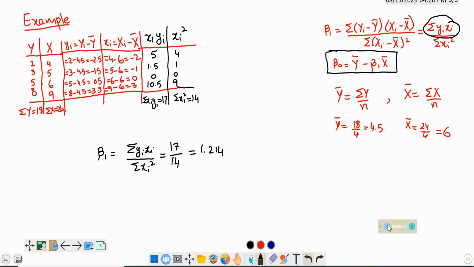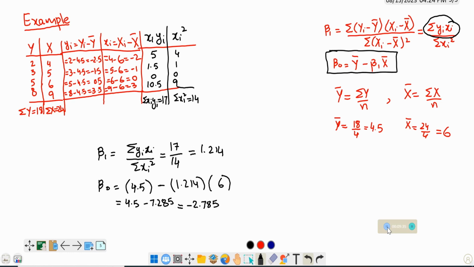Now to find the value of beta naught, we will put the value of beta 1 and the mean values of x and y into the formula of beta naught. Here the mean value of y is 4.5, the estimated value of beta 1 is 1.214, and the mean value of x is 6, and the value of beta naught is minus 2.785.